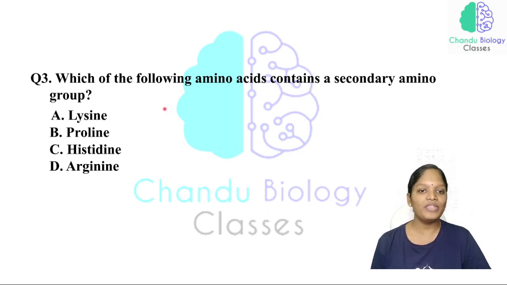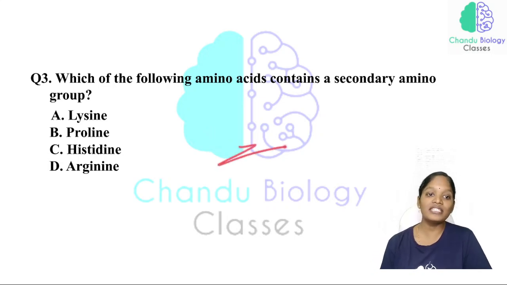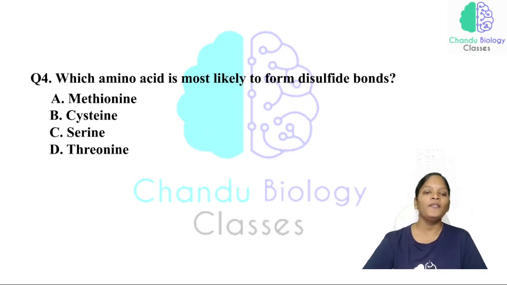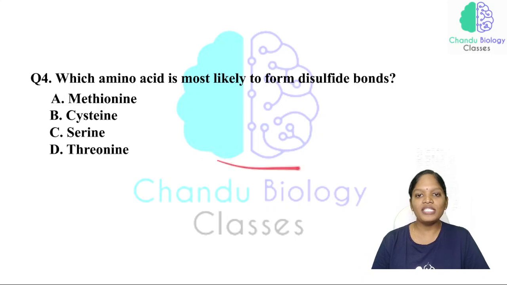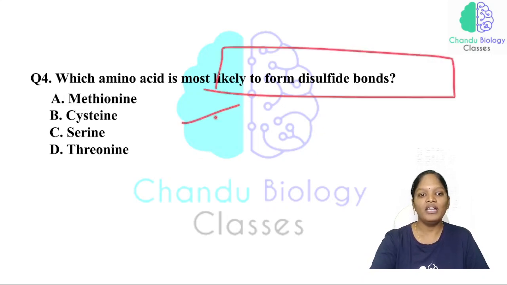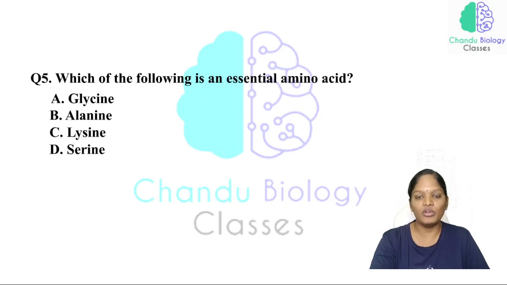To answer this question, you should know the types of amino acids based on the side chain. Which amino acid has a secondary amino group? That will be none other than proline. And which amino acid is most likely to form a disulfide bond? That will be cysteine. Cysteine has a sulfhydryl group that forms disulfide bonds.